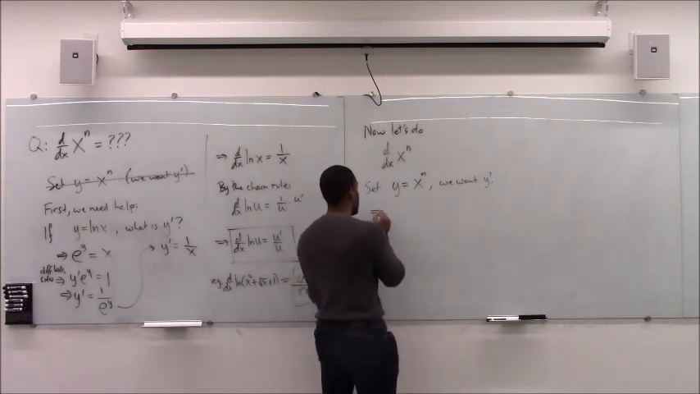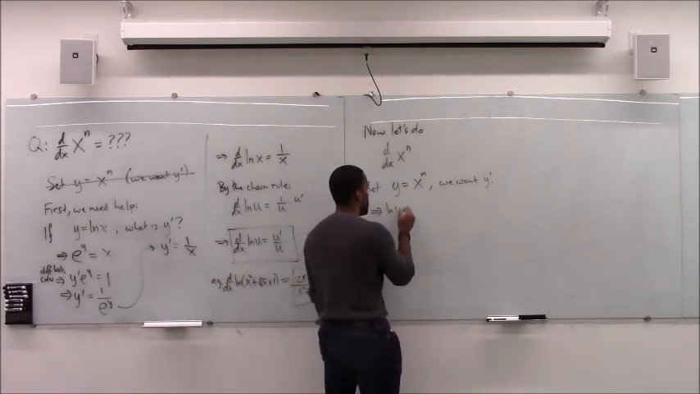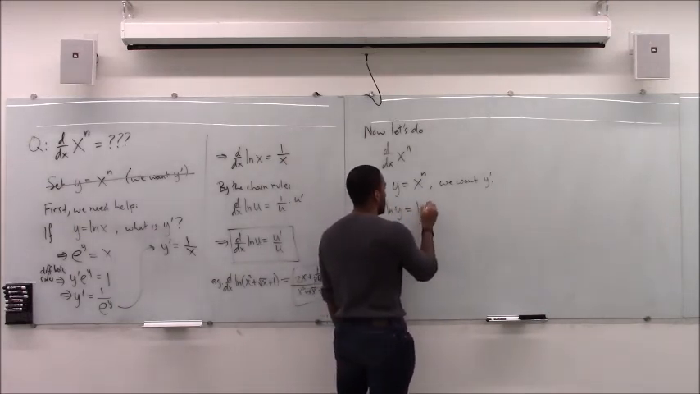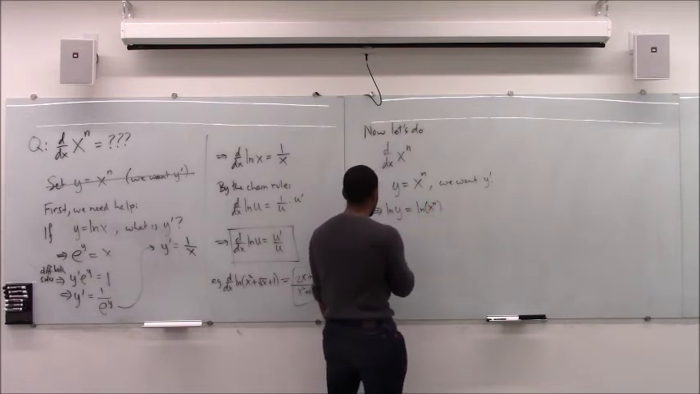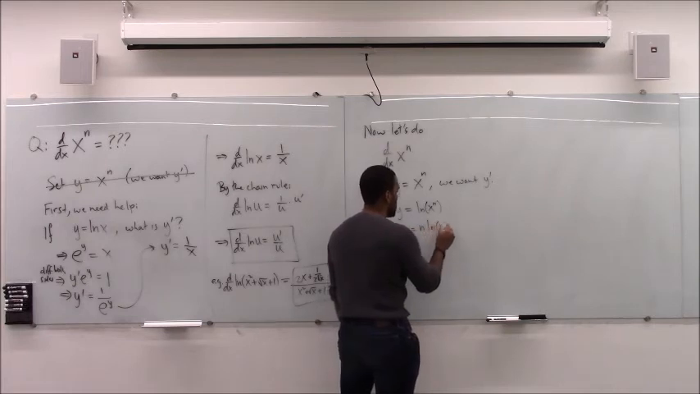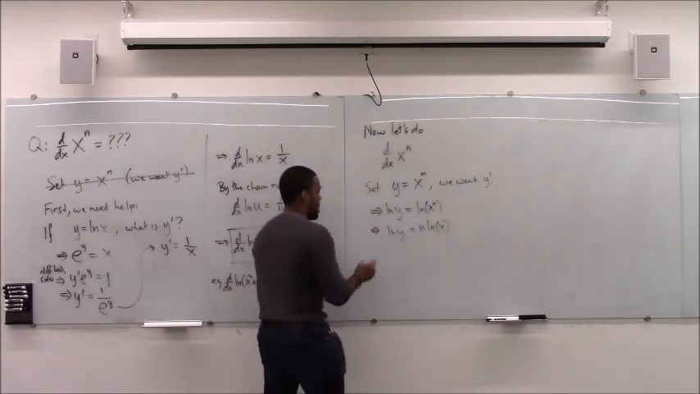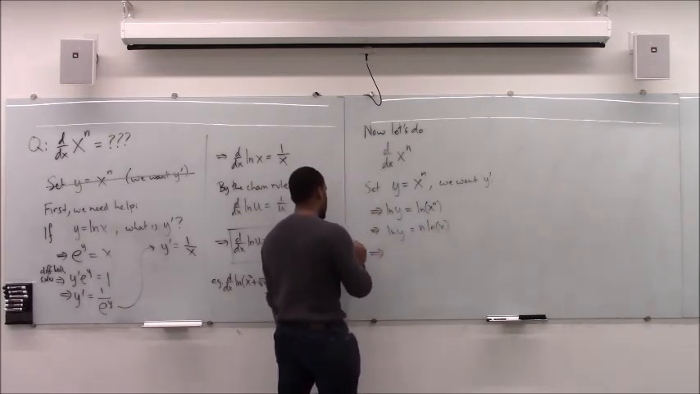So the first thing we do is we log both sides. This allows us to bring the n down in front of us. And then what I'm going to do is I'm going to differentiate both sides.